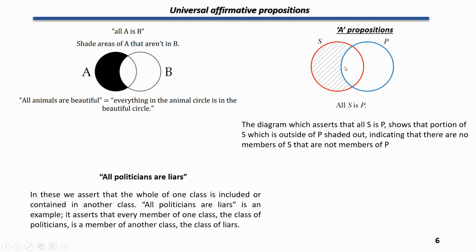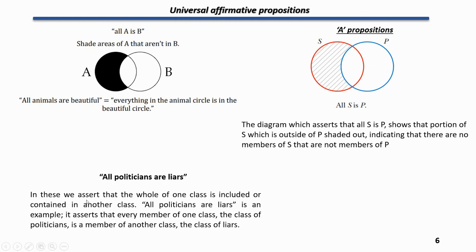Now, with one particular example, only the wording changes, and that will be easier for you to understand. So here is the first example: all politicians are liars. Don't take it in any other way. These are just examples for the sake of our understanding.